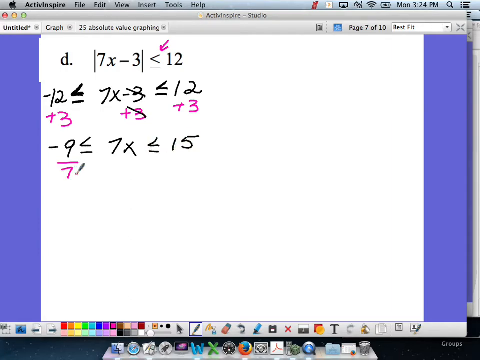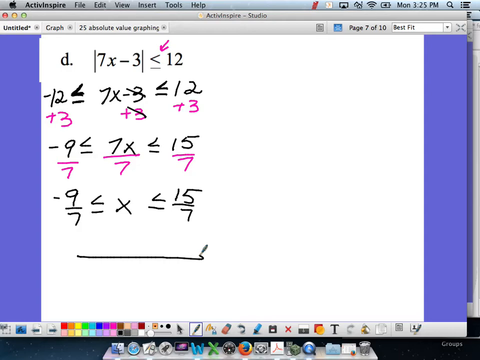Again, solving, you're going to divide everything by the coefficient 7. And your final answer is negative 9 sevenths less than or equal to x, which is less than or equal to 15 sevenths. I like these because when I'm looking at my answer, I'm looking at all my answers on the number line, it's real simple. If I have less than, my smaller number is already on the left. I don't have to worry about that confusion. My larger number is already on the right.